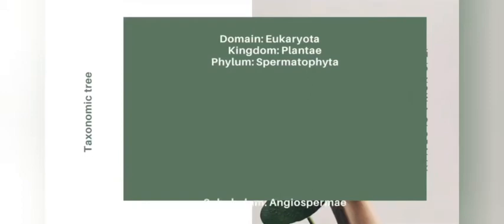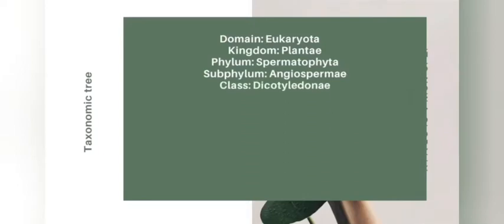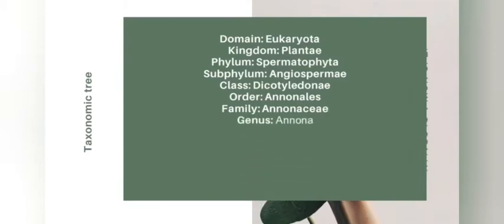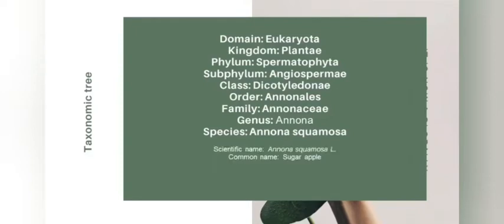It is under the domain Eukaryota, kingdom Plantae, phylum Spermatophyta, subphylum Angiospermae, class Dicotyledonae, order Annonales, family Annonaceae, genus Annona, and species Annona squamosa. It's commonly known as sugar apple or sweetsop in English. It is called Buah Nona in Malaysia, Atis in the Philippines and Indonesia, while it is called Lanang in Thailand.